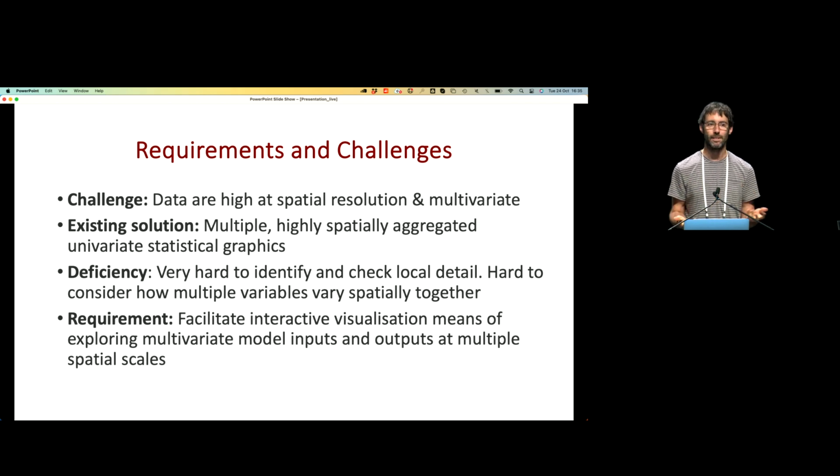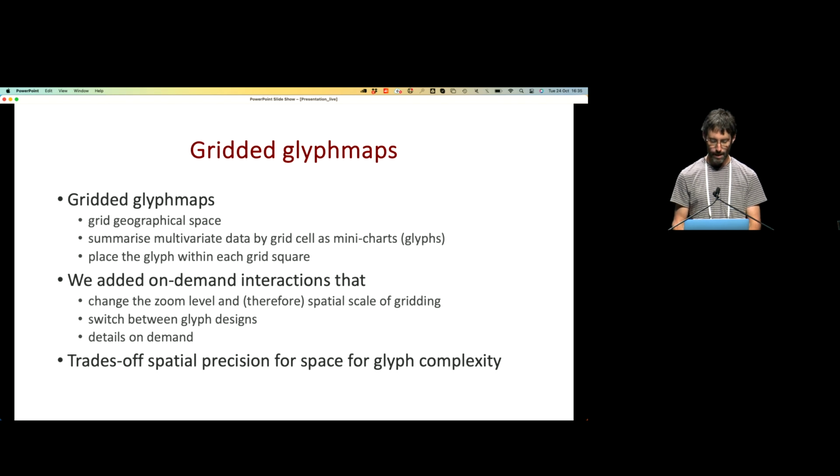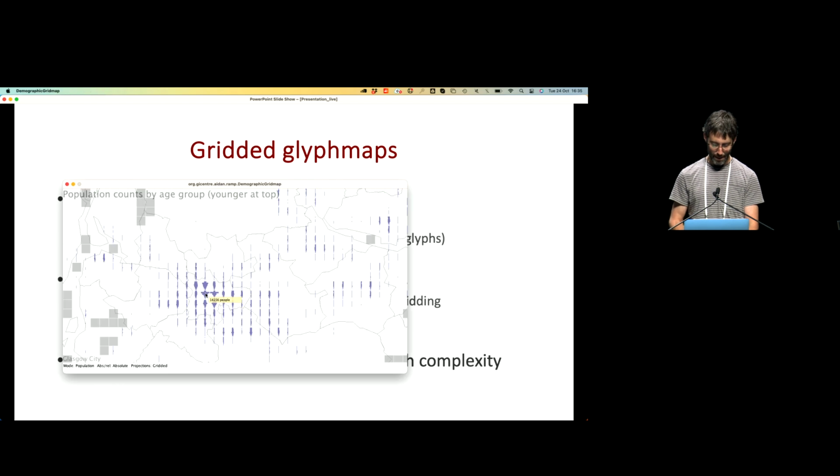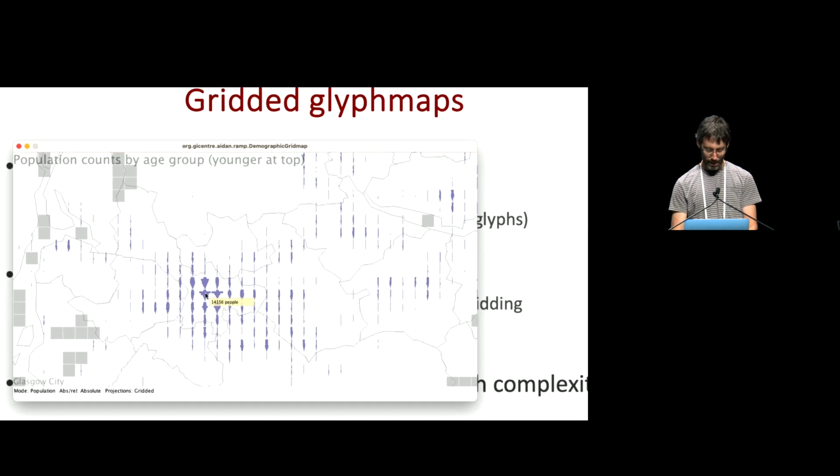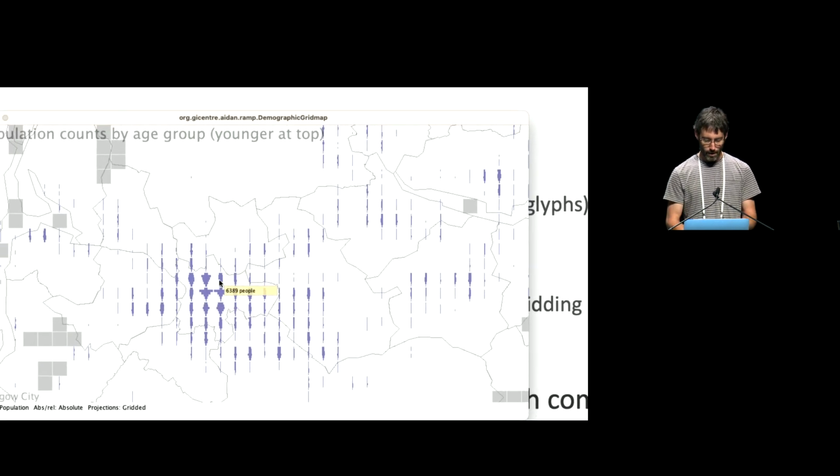And so the requirements that we discussed at the start were to facilitate means of exploring the multivariate data at multiple scales, being able to zoom in and see details where required. And our solution was this grid glyphmaps idea. So in grid glyphmaps, in grid cells, we aggregate the data within the grid cell, and then we represent it as a glyph, placing that in the grid cell.